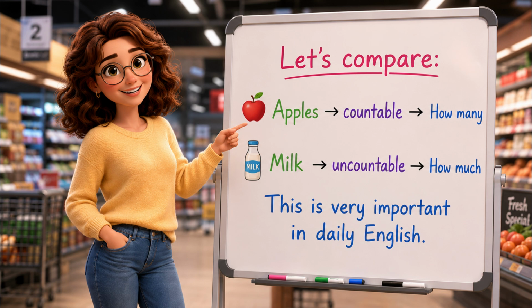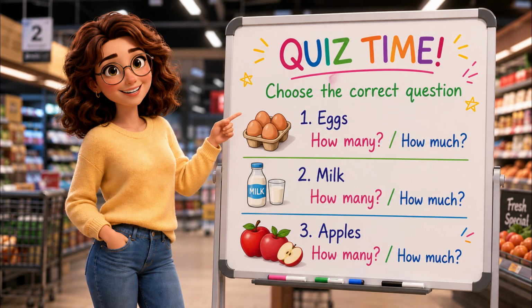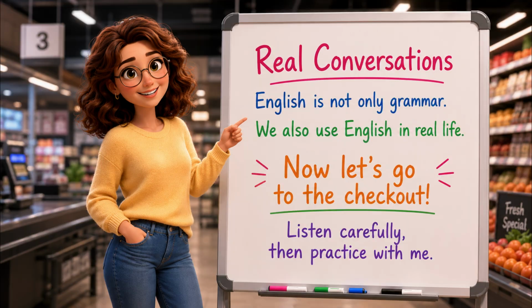Now imagine you are in a supermarket. You can say, how many bananas do I need? Or, how much rice is this? I will say a word. You choose the correct question. Eggs. Correct. How many eggs? Milk. Correct. How much milk? Good job. Excellent work. Now you understand the grammar.